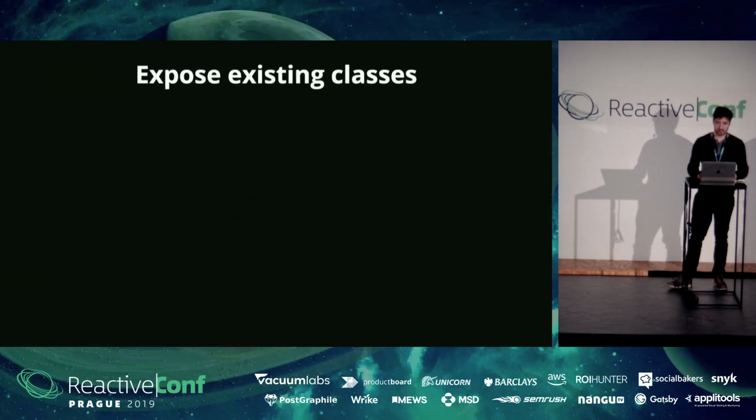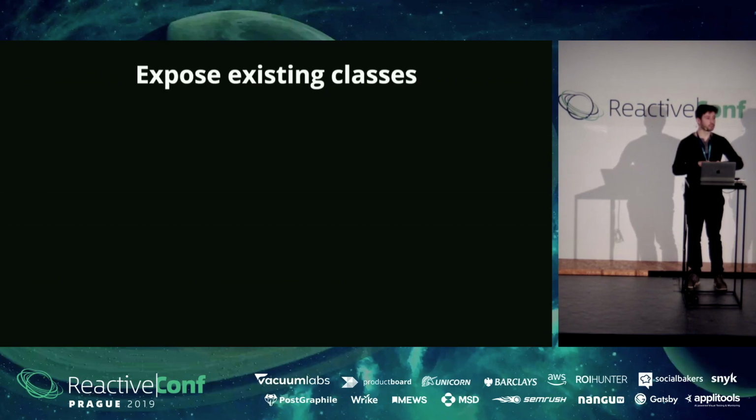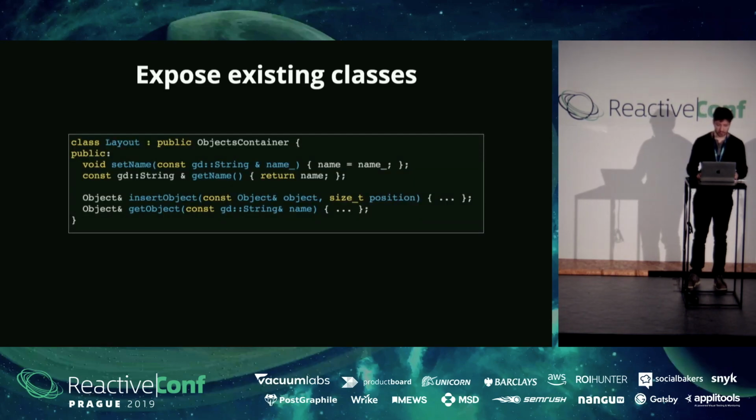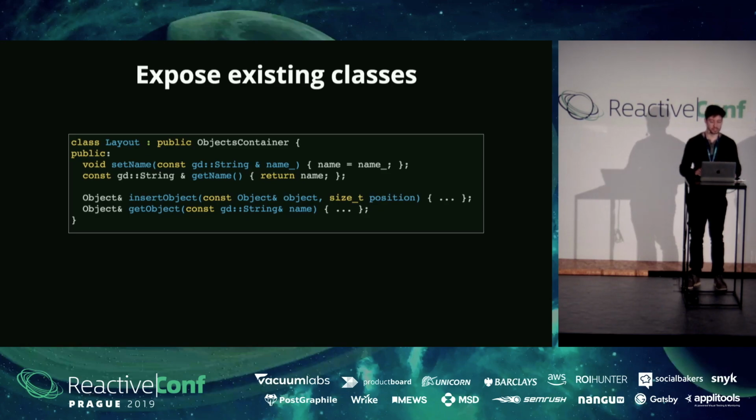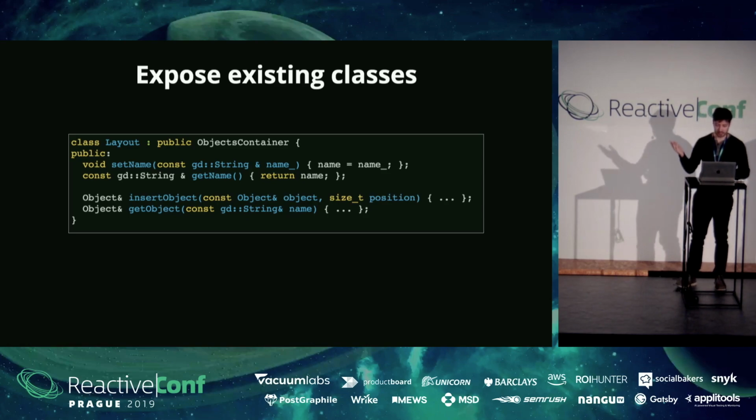If you compile the whole thing to WebAssembly, you have this huge chunk of C++ compiled to WebAssembly, and that's not enough. You have to expose the existing classes in C++ or Rust or whatever your language is so that you can use them in JavaScript. Let's take an example. Here is a layout. It's a scene, a level of a game. It's a C++ class, and you can set the name, get the name of the scene, and insert or get an object on the scene. That's just an example. We don't really care about what's inside this code.